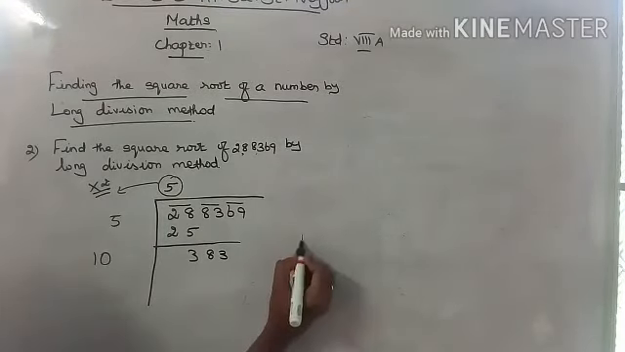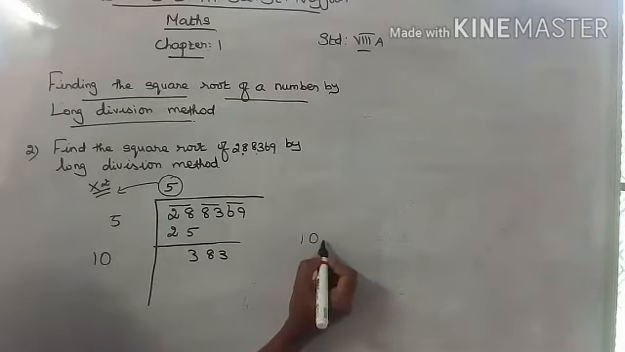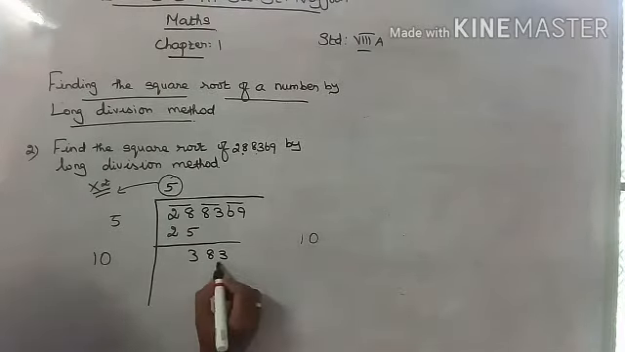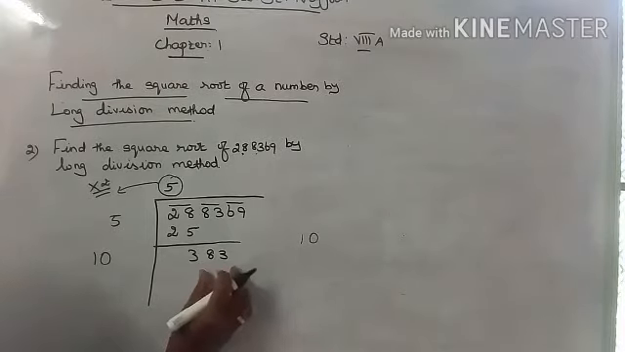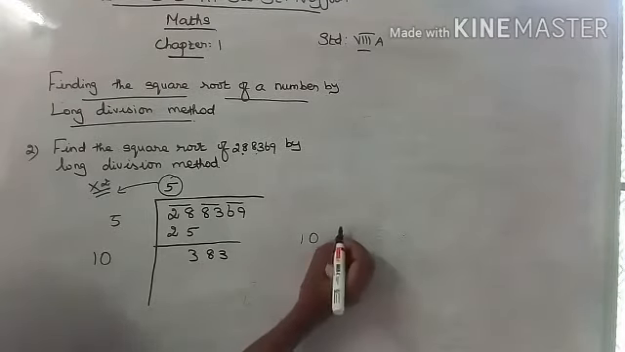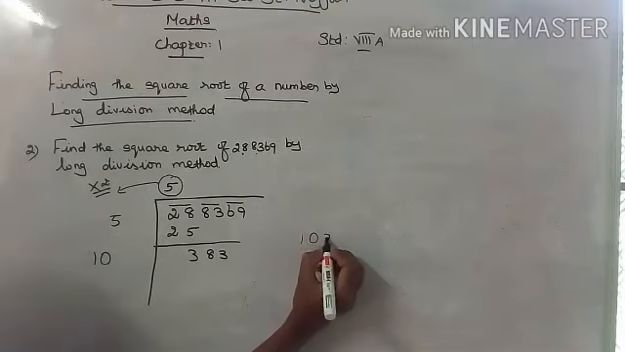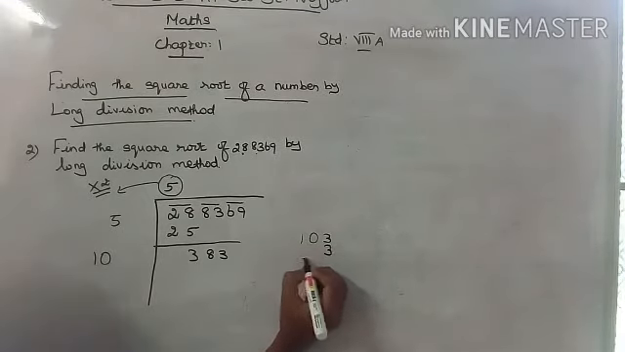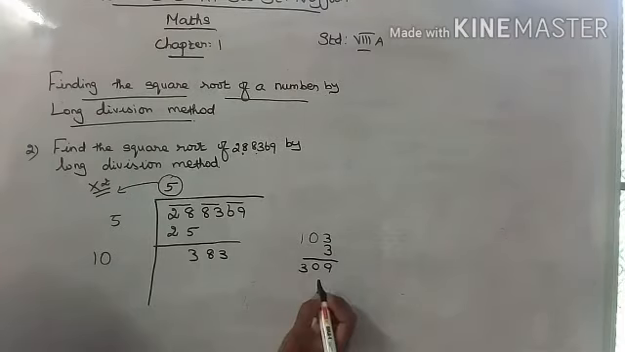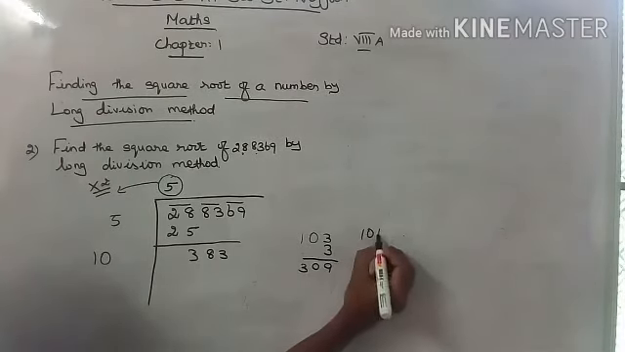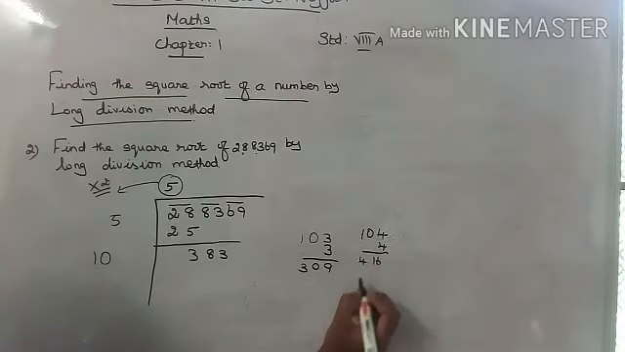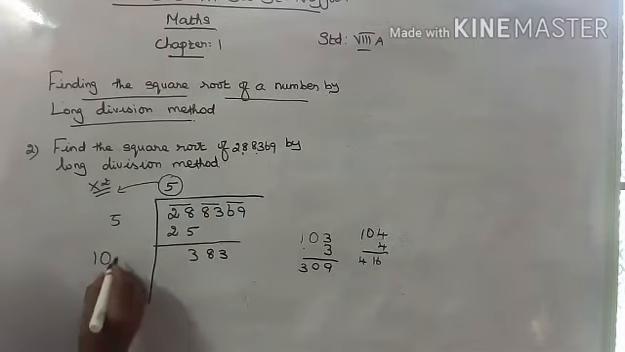Okay, so 10, write the next digit. The next digit is, see the number 383. We want the nearest number. So if I take 3, 3 3s are 9, 0 3s are 0, 1 3 is 3. Then 104 into 4: 4 4s are 16, 1 4 is 4, 416. So the nearest number is 103 into 3.